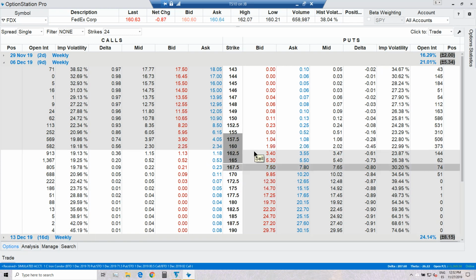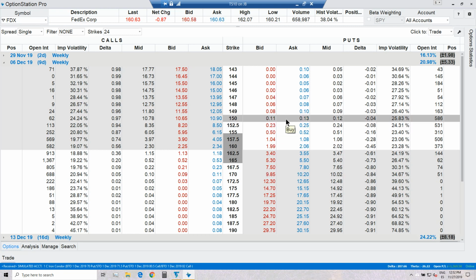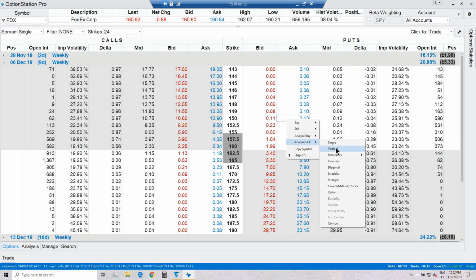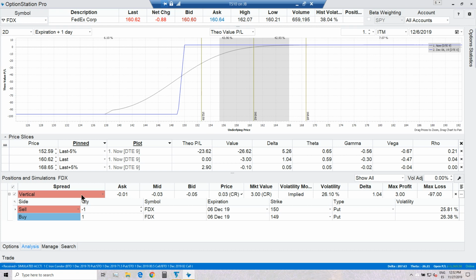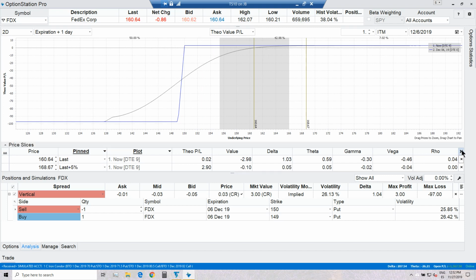So I'm gonna look at December 6 without even thinking about it. Remember, of course, we need to pick the put side because it's a neutral long, so we need to look at the put side. We're gonna right click to analyze and sell a vertical. And it doesn't matter where I click, which strikes. What I care about is to have the right expiration date. And in this case, I don't care about the upside. Okay, I only care about the downside because it's a neutral long.